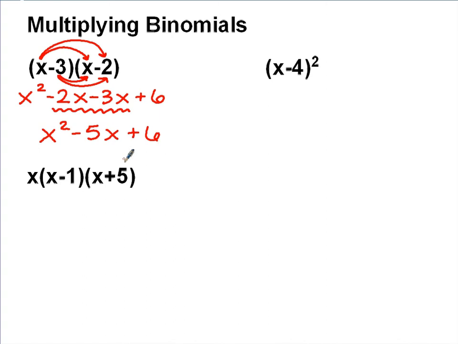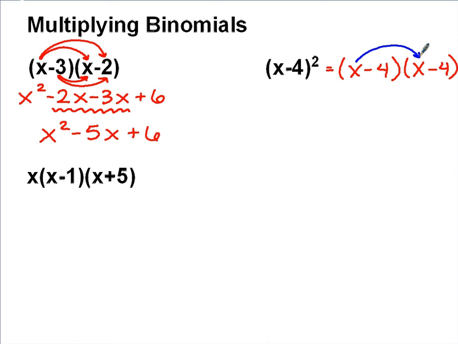Sometimes when you're multiplying binomials, you look at them and they look like something like this over here, x minus 4 squared. It doesn't look like two binomials. Well, the first thing that you need to do is not make the mistake that a lot of people do, which is just square both things inside these parentheses. What you need to do is rewrite this. This really says x minus 4 times x minus 4.